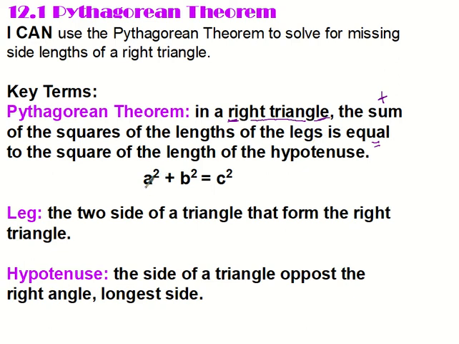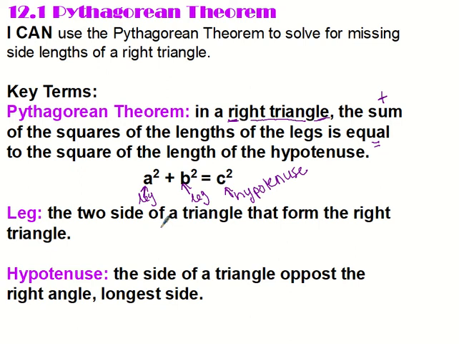So A is what we would call a leg. B we would call a leg. And then it says it equals the square, so there it is right there, of the length of the hypotenuse. So C is always going to be the hypotenuse. Always. Down here we have the definition of what a leg and a hypotenuse is. The legs are the two sides of a triangle that form the right angle, okay?